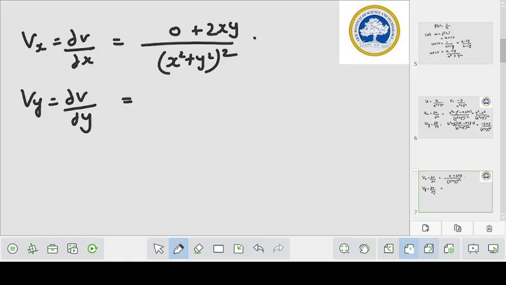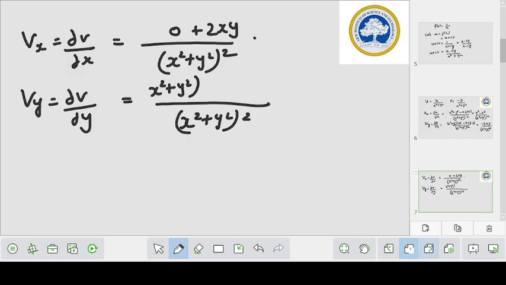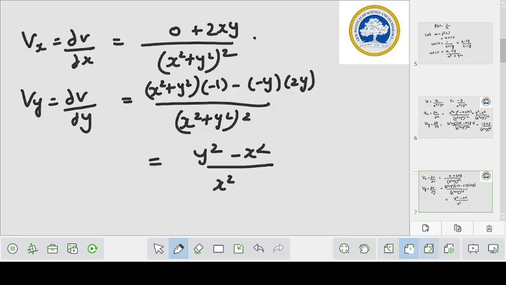Dou v by dou y is x squared plus y squared the whole square, and x squared plus y square into, and differentiation of minus y is minus 1, minus y into 2y. So you will be getting that vy as y squared minus x squared by x squared plus y squared the whole square.